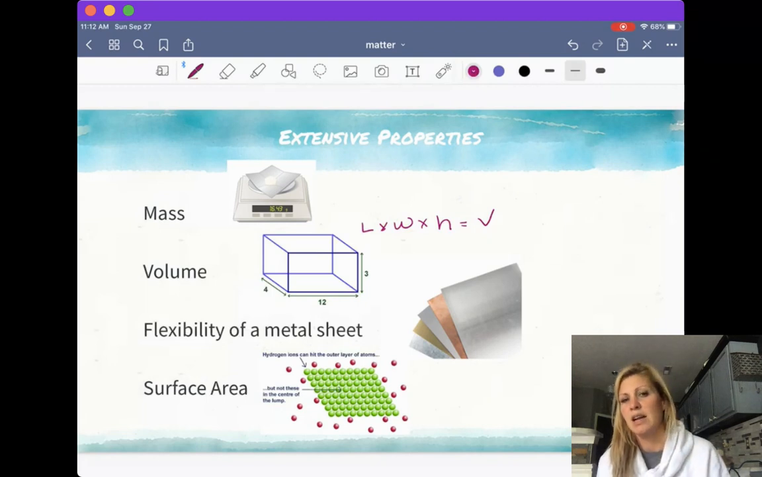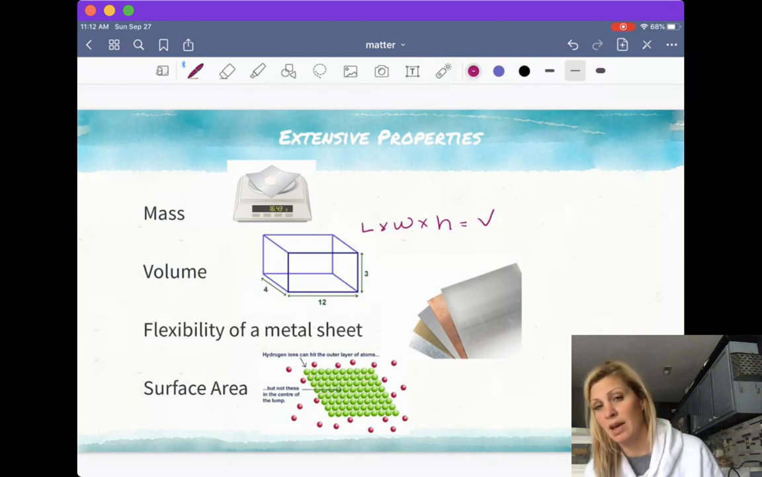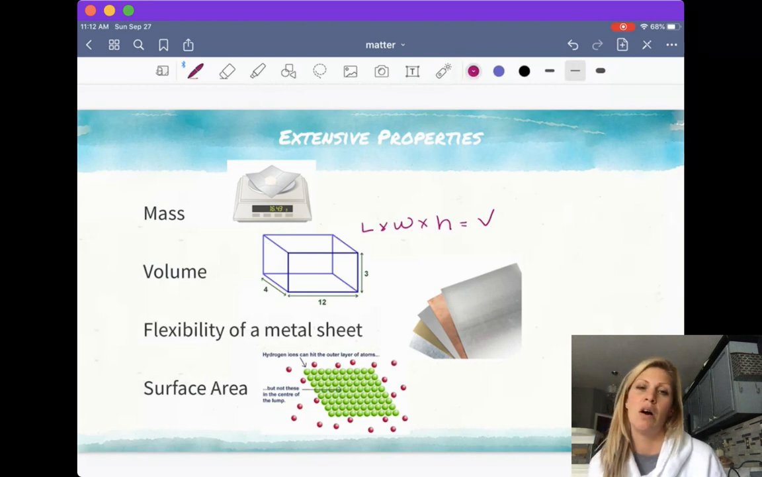And then we can determine the volume from those simple calculations. But again, it's going to depend on the amount of the block of wood or the amount of the block of lead that we're dealing with when we're taking those measurements. So it's dependent on the amount of the substance.